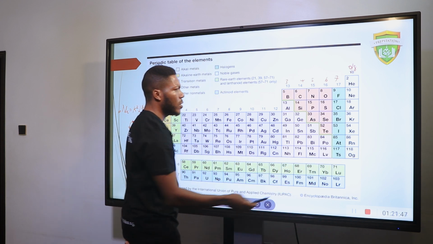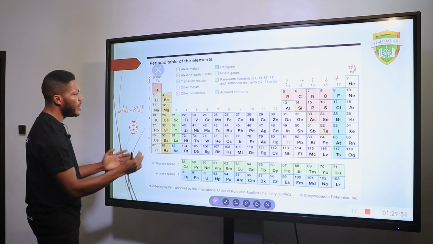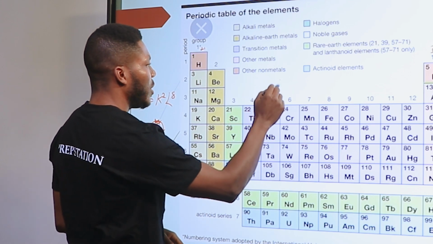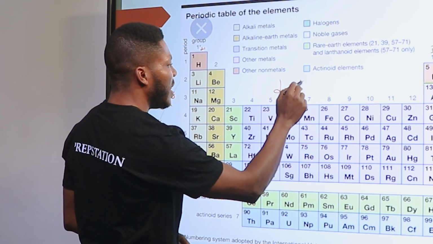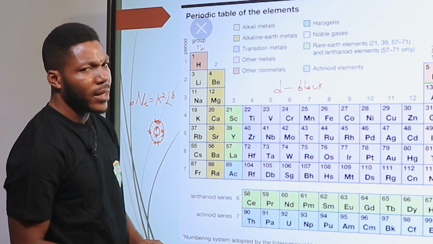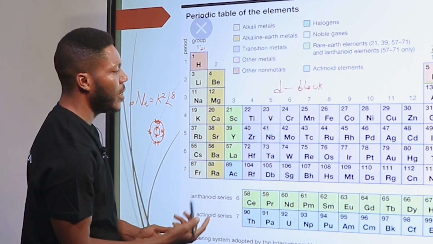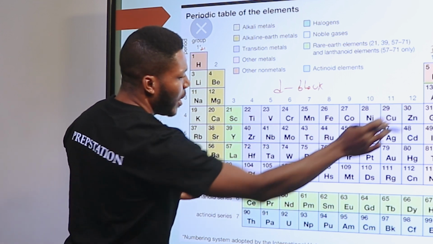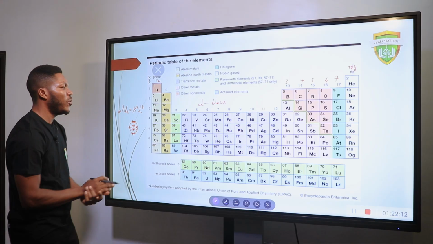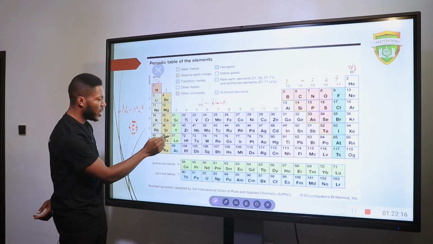While the elements of group 0, of course, I said before, they are called the noble gases. Now, in between group 3 and group 2, we have what we call the transition metals, called the D block. This is the D block elements, meaning that their configuration ends at D. So from scandium to zinc and so on are the D block elements, called the transition metals.